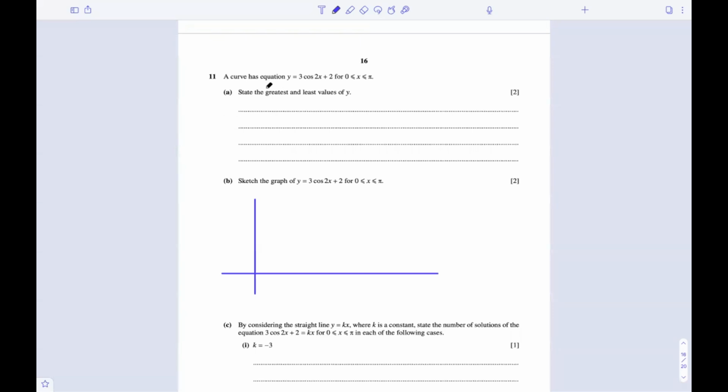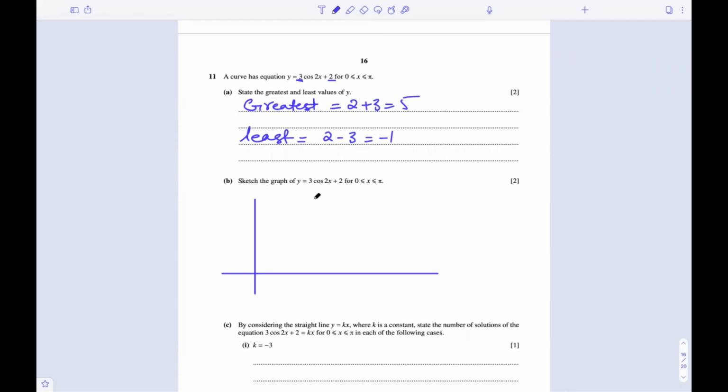In this question, we have an equation y is equal to 3 cos 2x plus 2, for x greater than 0 and less than pi. We have to state the greatest and least value of y. For the greatest value, we can just add this 2 and this 3 up here, so the greatest value will become 5. And for the least value, we simply subtract the two values, so the least value would be minus 1.